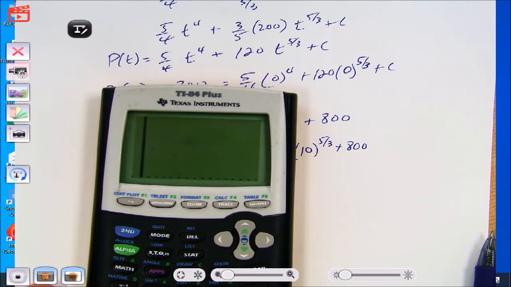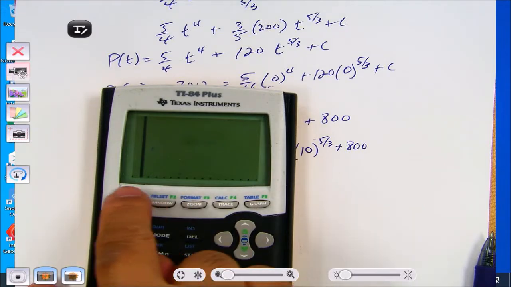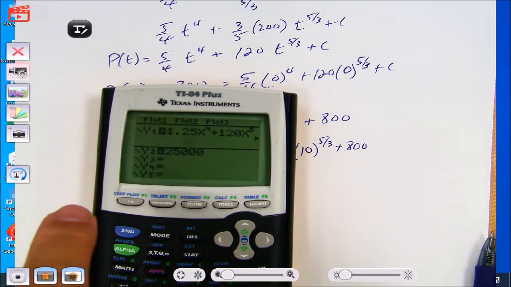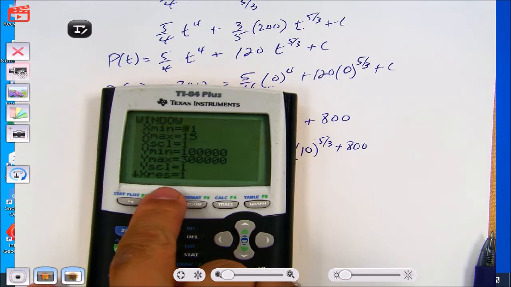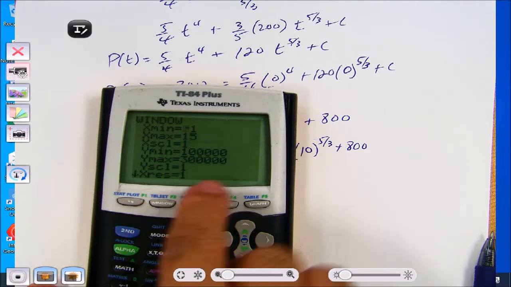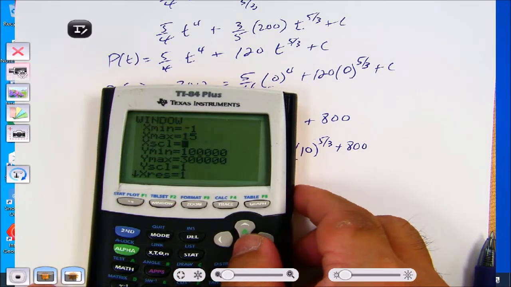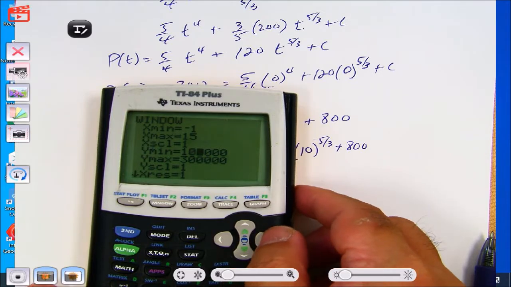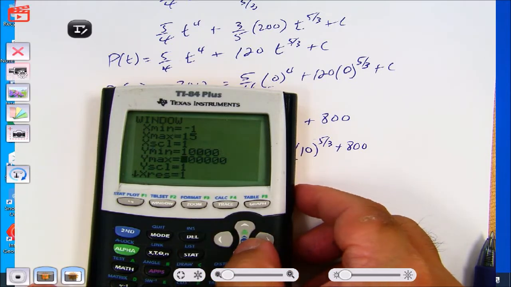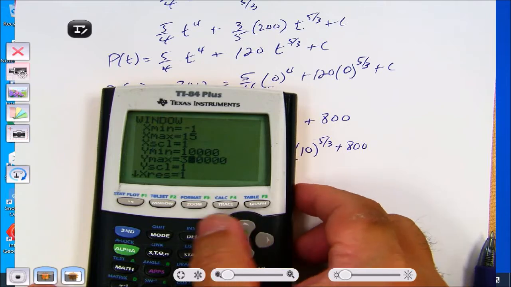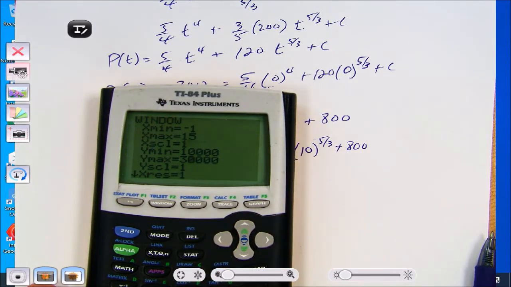Screw the zoom fit. I think it just takes so long. No, I think the window's wrong. What did I do for the window? 100,000. Oh, 100,000. One too many zeros. You couldn't hear me say 10,000, then me type 100,000.